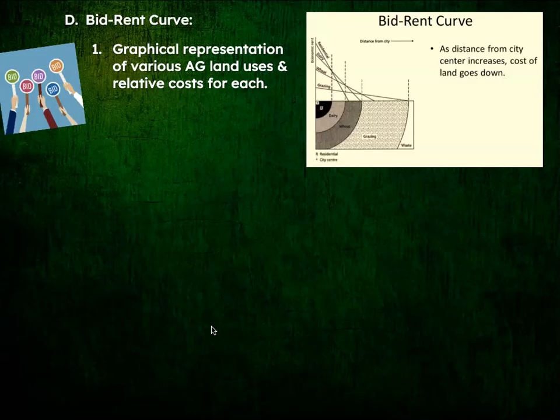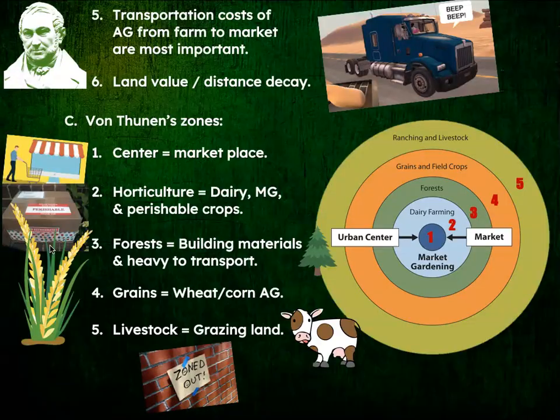You can take a look at my little diagram over here on the side, and it pretty much is talking about your value of land. They call it the bid rent curve. In other words, what are people willing to bid to be able to acquire land, whether they're purchasing it or renting that land?